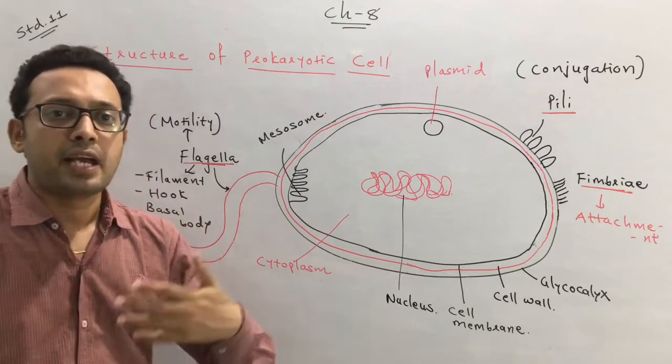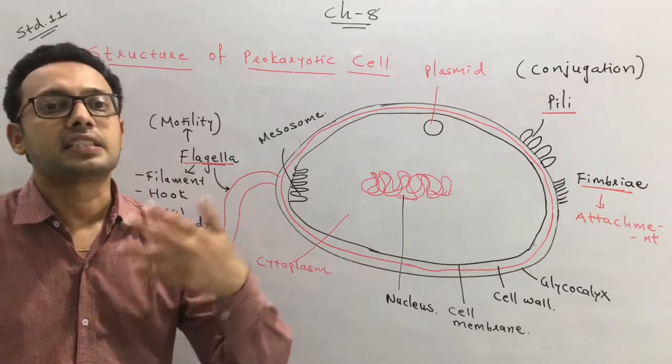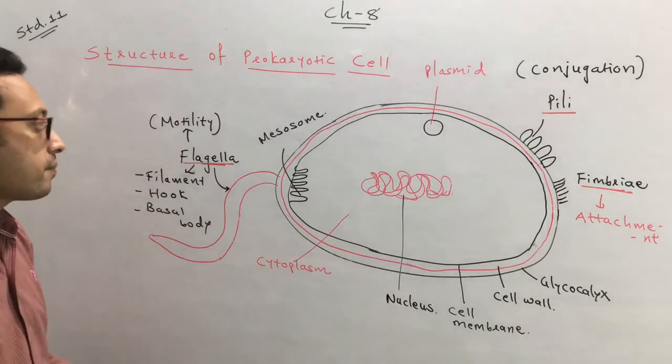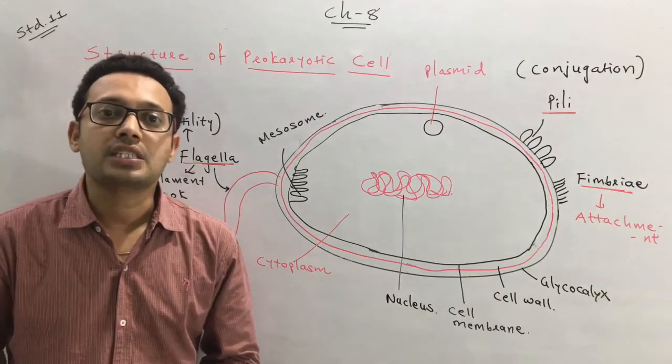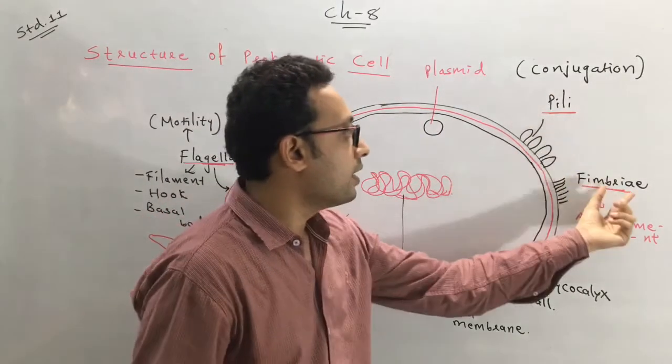Some bacteria may possess two, some possess only one, and some also possess three. It depends on the type of bacteria. There are three processes or extensions that arise from the surface of bacteria: flagella, pili, and fimbriae.